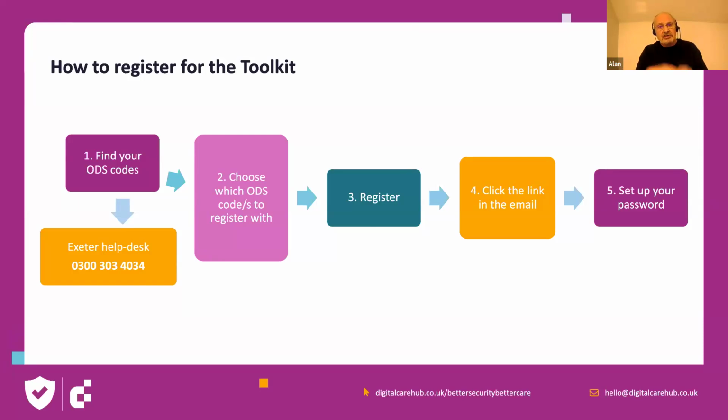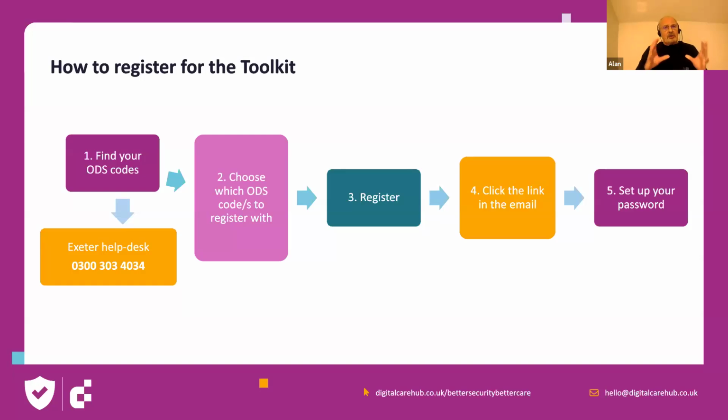Having got your ODS code, you need to register, and that's a simple process of providing a name and an email address. They will then send you an email with a link enabling you to access the registration process, where you will be asked to set up your password for accessing the DSPT in the future.